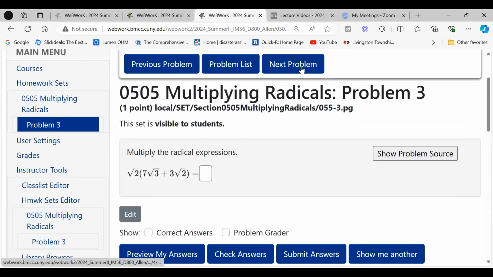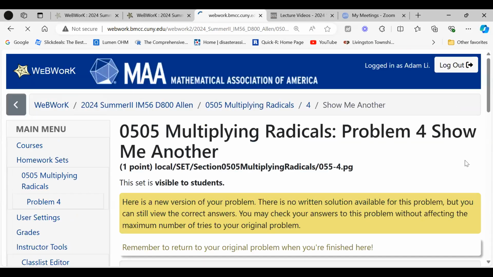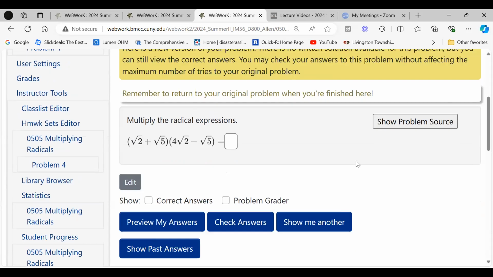This one is similar, so we're going to move on to the next problem. Yeah, so this is slightly different. You get a 4, so you simplify and then combine your terms. Okay, try this one.